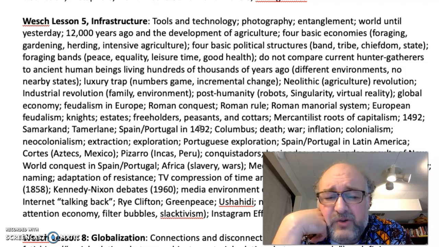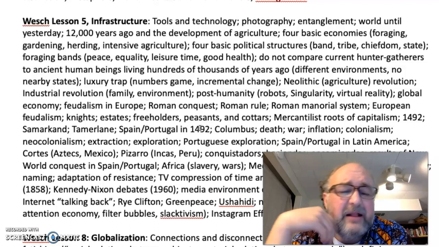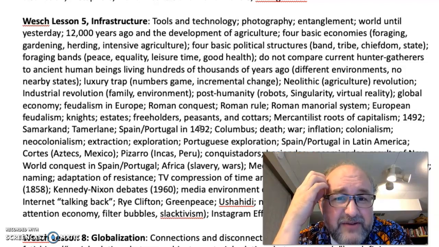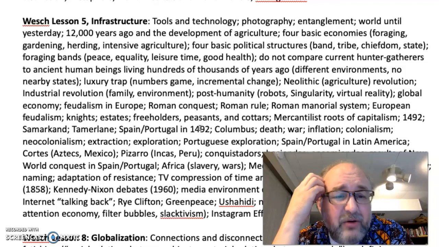10,000 years ago, 20,000 years ago, 100,000 years ago, they were living in the richest river valleys, the nicest environments. So they had much better lifestyles, much better health, because they had better access to food. Number 2 is that there are no nearby states.